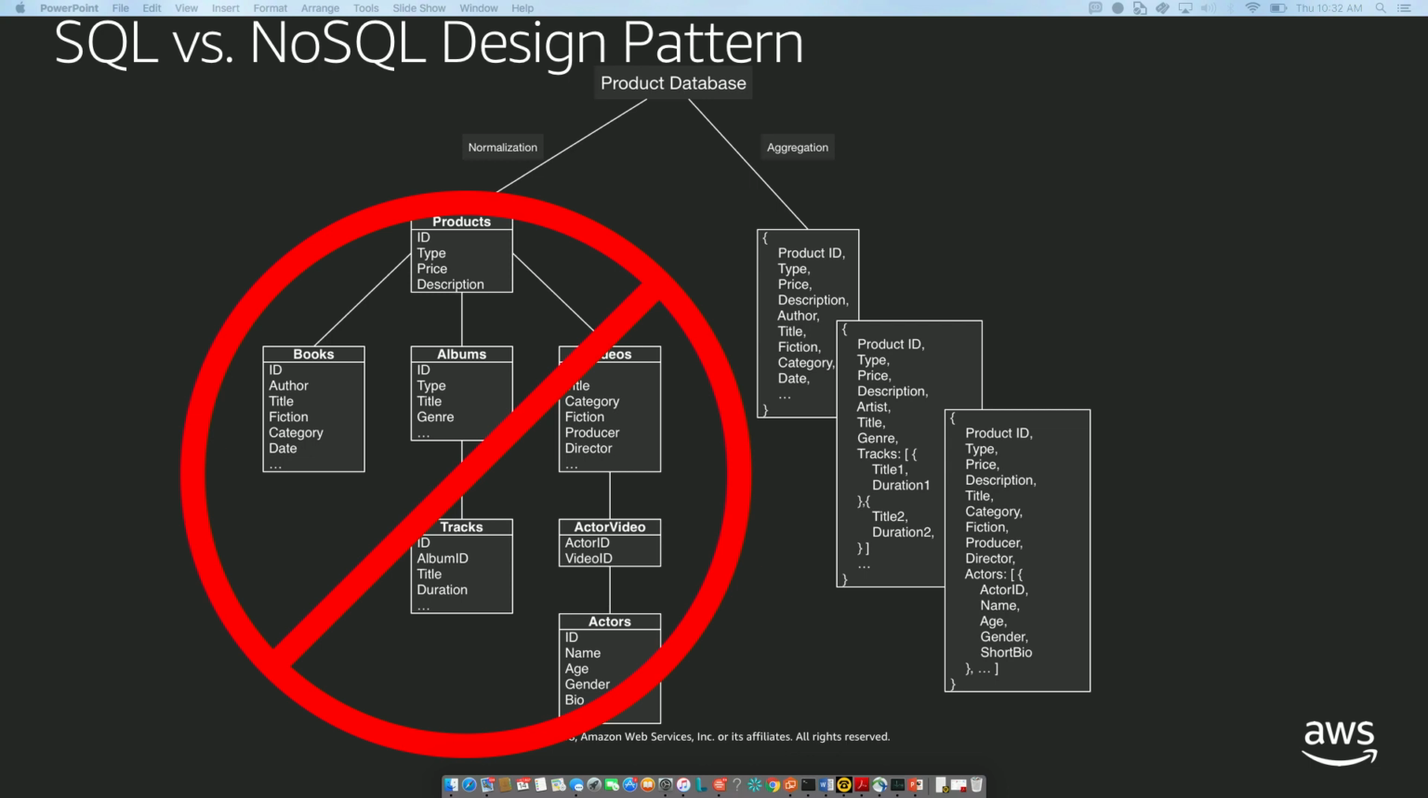Now, in a NoSQL database, it would be a single table like that, which has all those attributes in a single table. So the query that you run on a NoSQL database is just select star from that table, and you don't have to worry about any joins.